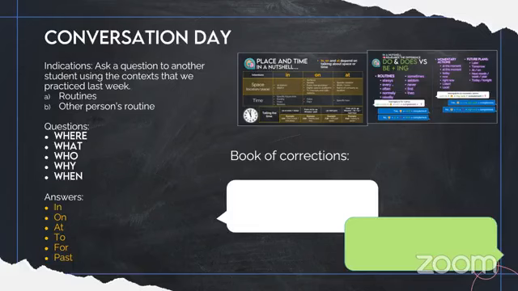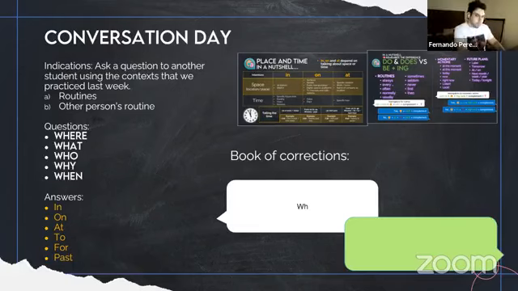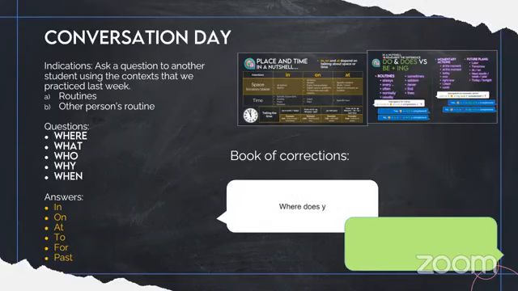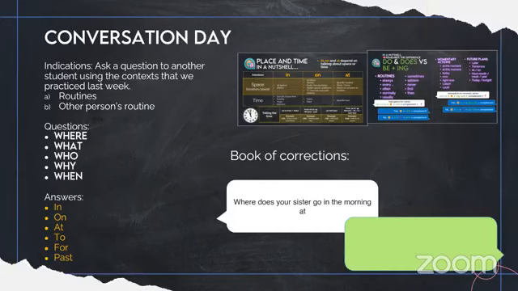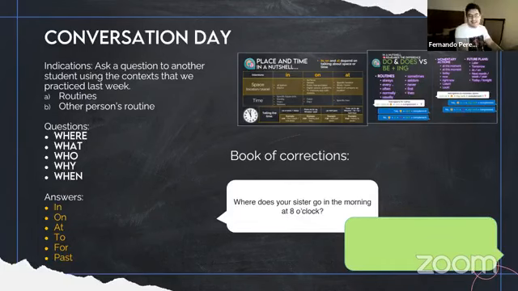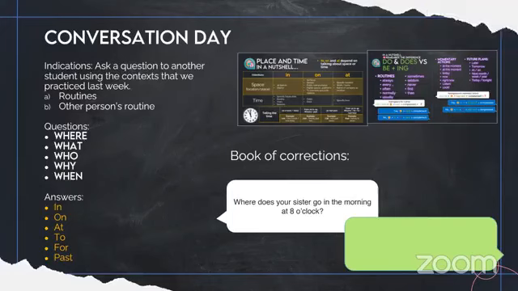Ah, okay. Where does your sister go in the morning at 8 o'clock? If you want a sister. Perfect. Yes, of course, that's much better. Go, Jess. Well, my sister was driving to go to her job.